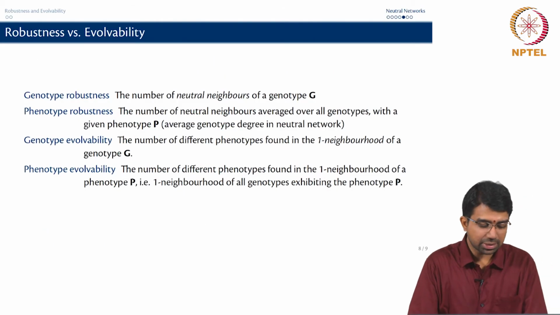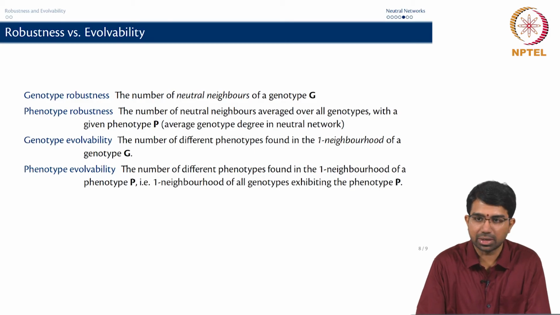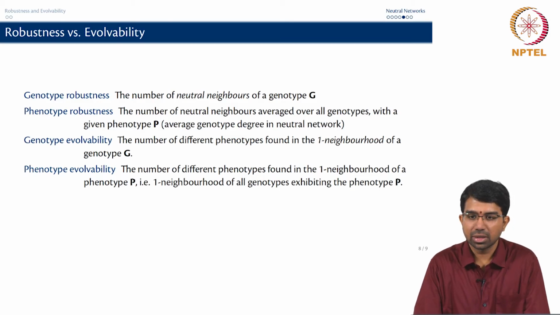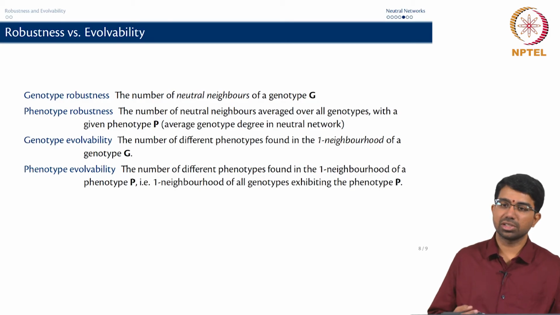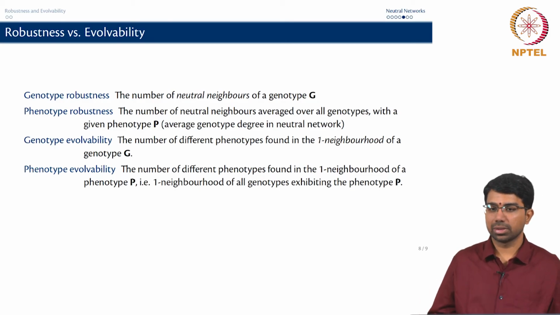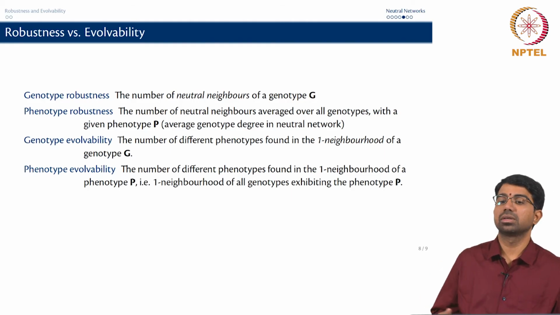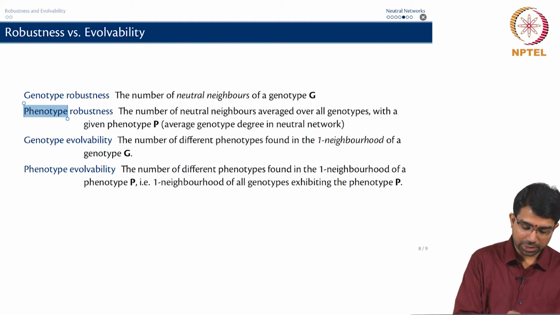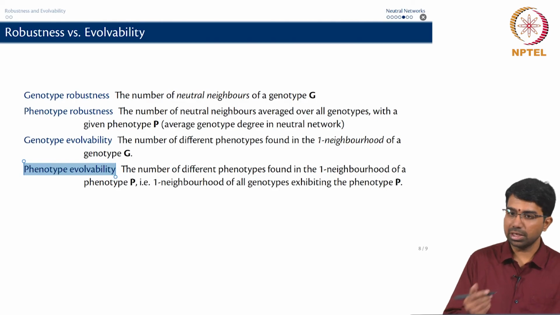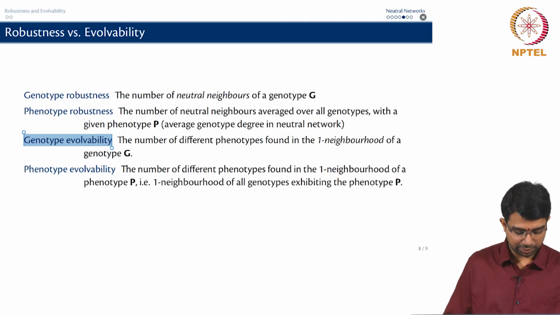Because of these definitions, which are actually very reasonable, this is a very interesting paper published by Andreas Wagner in 2008 titled Robustness versus Evolvability, a Paradox Resolved. This gave a very good resolution of the seemingly paradoxical relationship between robustness and evolvability, right? Because robustness is the ability to resist change and evolvability is the ability to get new changes and innovations and so on. And you find that phenotype robustness and phenotype evolvability are very positively correlated, whereas genotype evolvability and genotype robustness are quite negatively correlated.